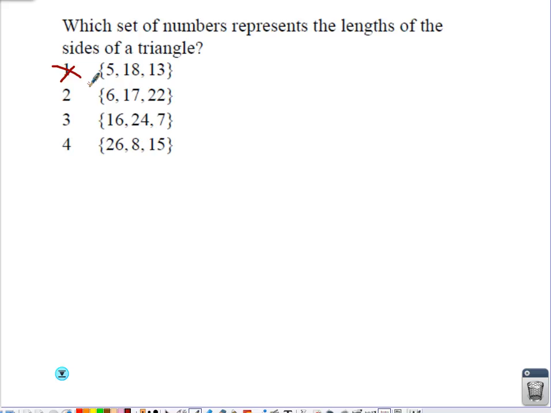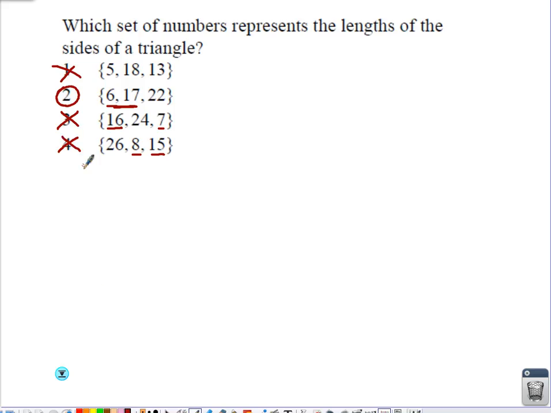Riley. 6, 17, and 22. Add 6 and 17. What do you get? 23. That's the two smaller sides you're adding together. Is that okay? Yes. The next one, 16, 7, and 24. 7, 16, and 24. Somebody add 7 and 16 for me. 23. Is that okay? No. 8 and 15 are the smaller sides. Add them, you get 23.